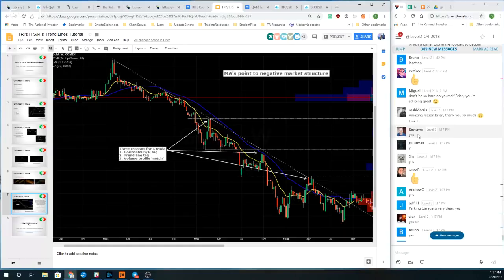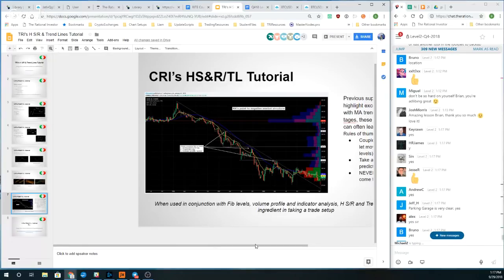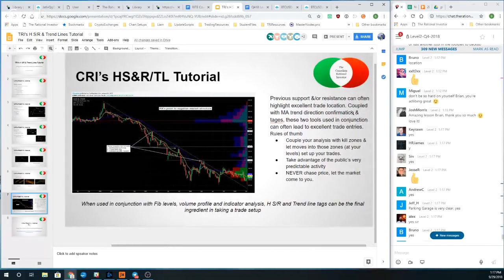All right. Couple it with the trend line. Couple it with the moving averages, which you'll learn in a couple weeks. And hopefully you can start to see the trade setup developing. Moving average return duration and tags at these 2 levels used in conjunction can often lead to excellent trade entries. So couple your analysis with kill zones, let moves into these zones at your levels set up the trade. Take advantage of the public's very predictable activity.